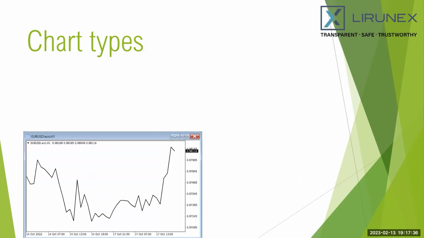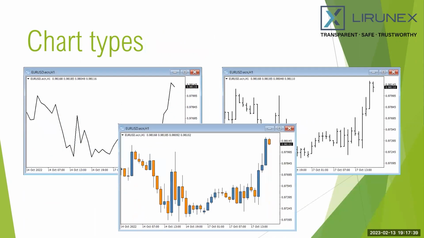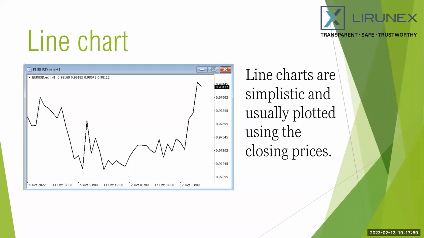There are only three most common chart types. As you can see here, the first one, the one in the upper left, is what we call a line chart. We also have the bar charts, the one on the right, and the one in the middle is the Japanese candlesticks. Let's start with the first, which is the line chart.